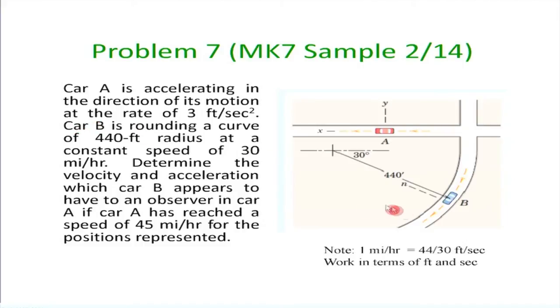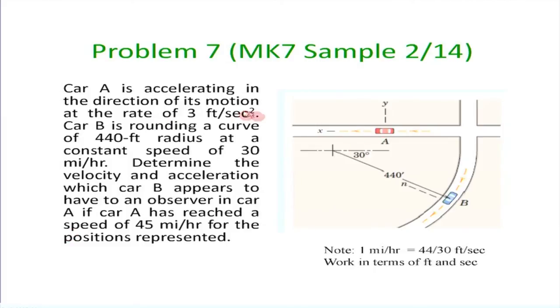Car B is coming in a curve. What is the radius of that curve? 450 is the radius of the curve. What is the speed? 30 miles per hour. So what we are asked to find out is to determine the velocity and acceleration which car B appears to have to an observer in car A. So what we want to find out is relative to this moving frame A, what is the acceleration of this car B? And if car A has reached a speed of 45 miles per hour for the positions represented.